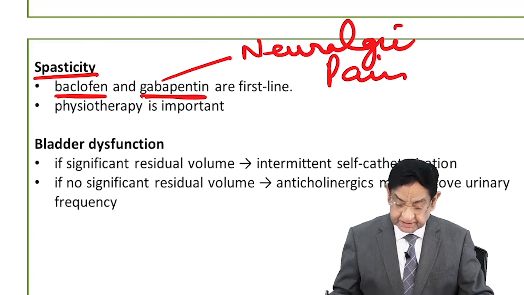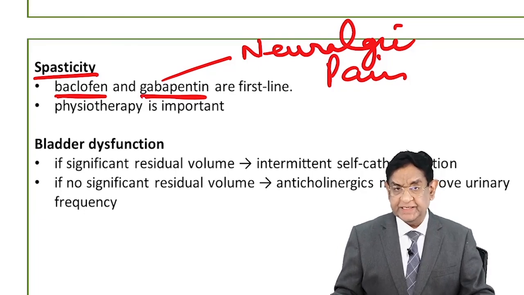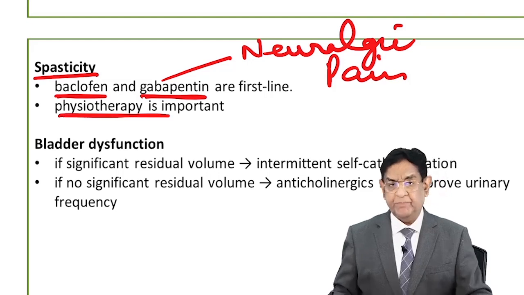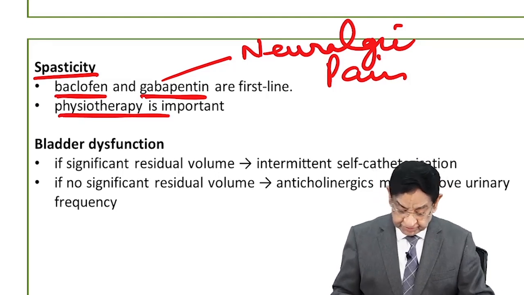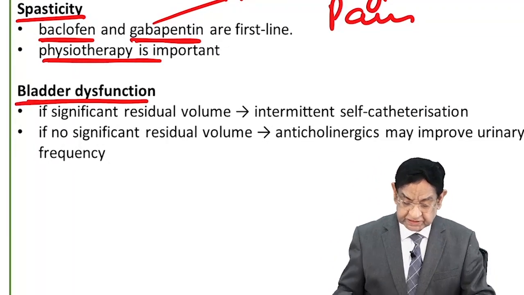In spasticity, the big problem is they have pain also, and of course in addition to this drug, we can give physiotherapy, which is very important, so the patient is strongly advised to go for physiotherapy. Bladder dysfunction is again a big problem in this patient.